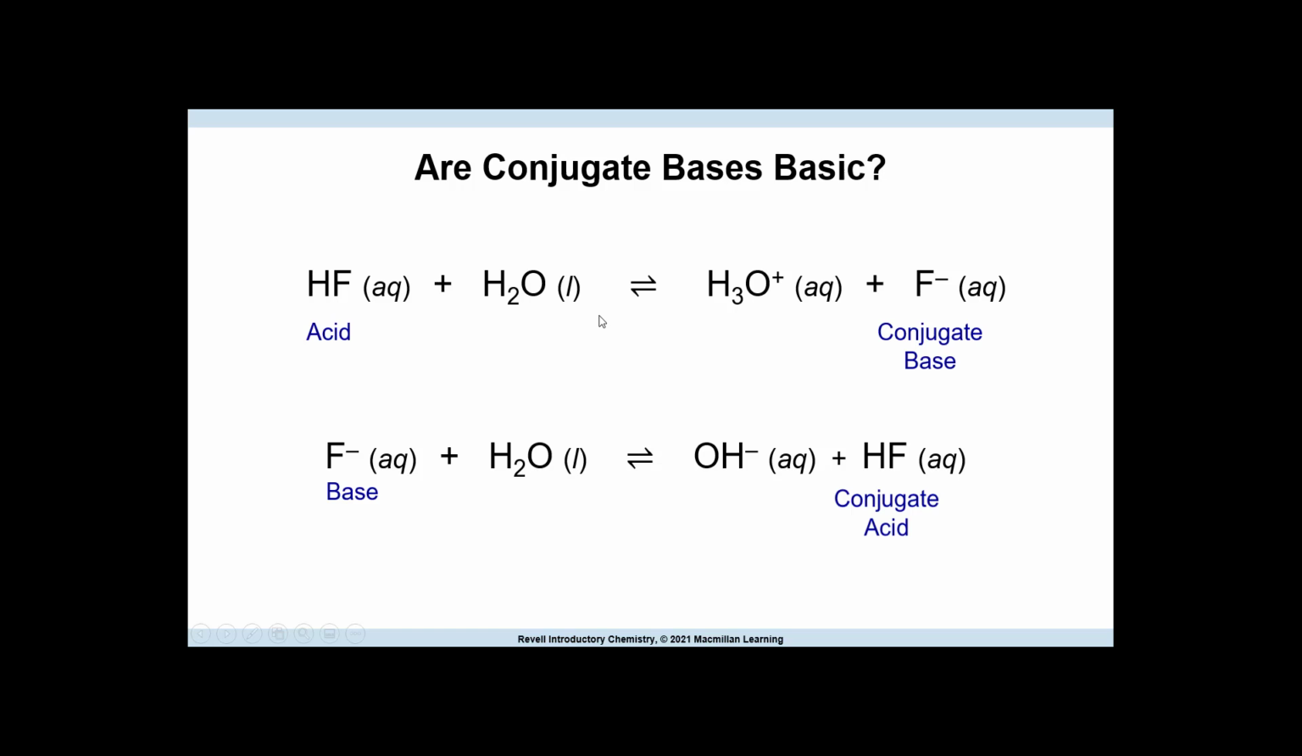Look at the reaction of HF with water. In this equilibrium, we say that HF is the acid and fluoride ion is the conjugate base. Does this mean that fluoride ion is basic? Actually, yes. In aqueous solution, fluoride ions act as a weak base, removing protons from the water to produce hydroxide. And in this equation, we write the fluoride ion on the left-hand side, so it is the base, and HF is the conjugate acid.